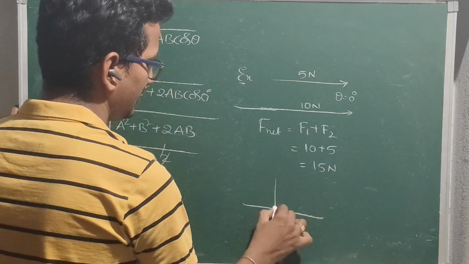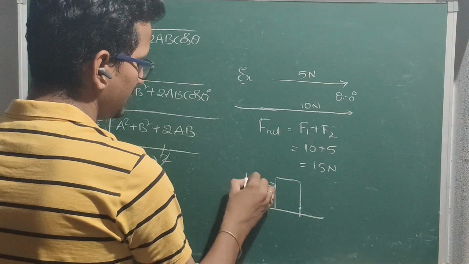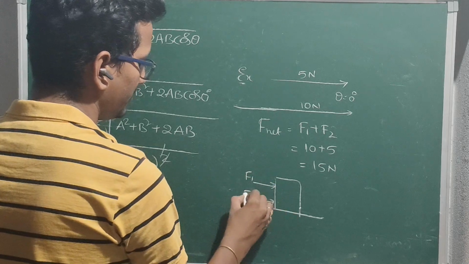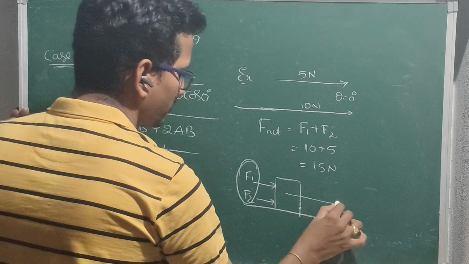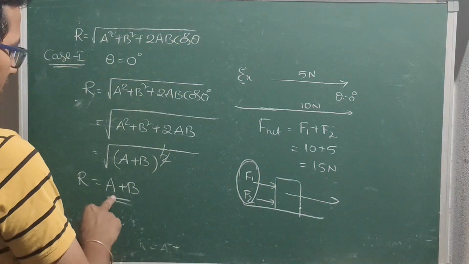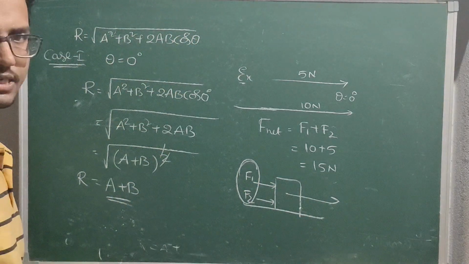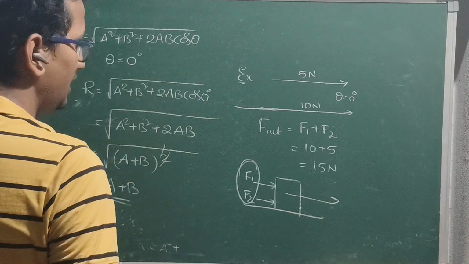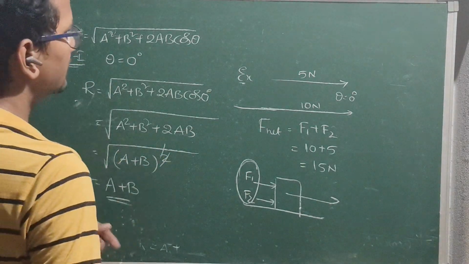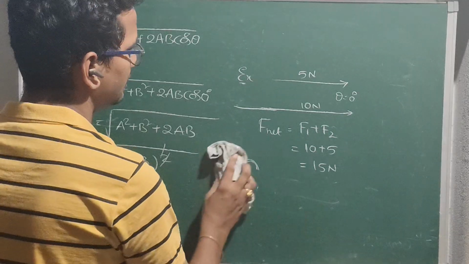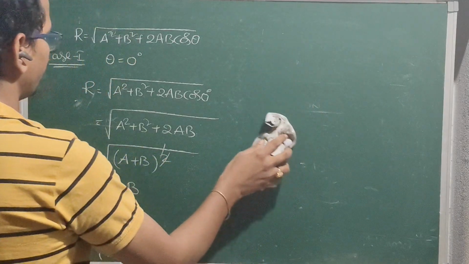For example, if you take a block and F1 and F2 act on it, what happens? We add these two forces because of the same direction. That's why the block will move. That's why we can add the two vectors if those lines are parallel. This is case 1. And next one, case 2.